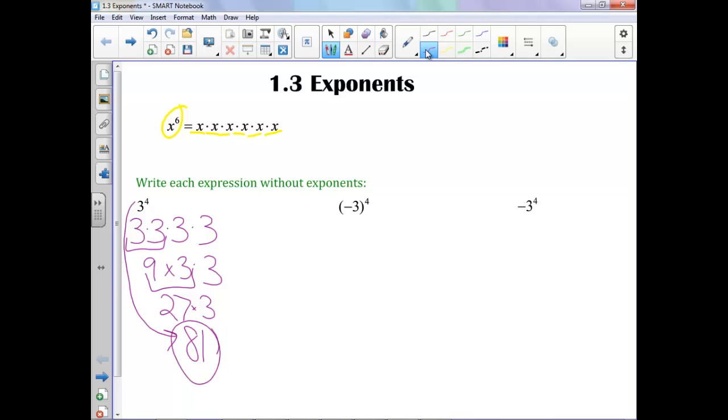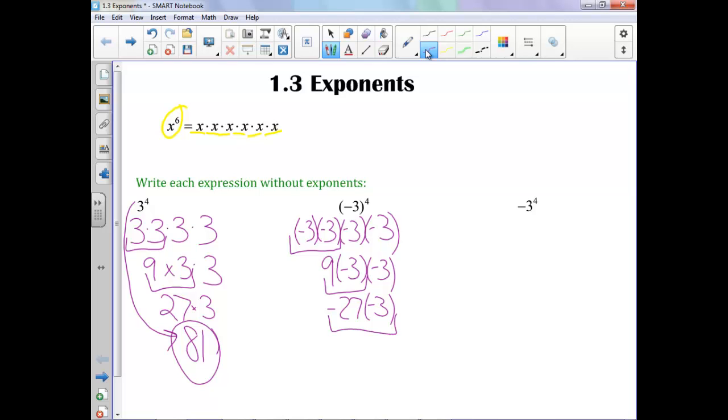Now our next one, it's negative 3 to the 4th, which means we'll have negative 3 times negative 3 times negative 3 times negative 3. Negative 3 times negative 3 is positive 9 times negative 3 times negative 3. 9 times negative 3 is negative 27 times negative 3. And then last but not least, negative 27 times negative 3 gets us back to positive 81. So if you've got a negative in the exponent that's getting multiplied, you have to pay attention to whether our end answer is going to be negative or positive.